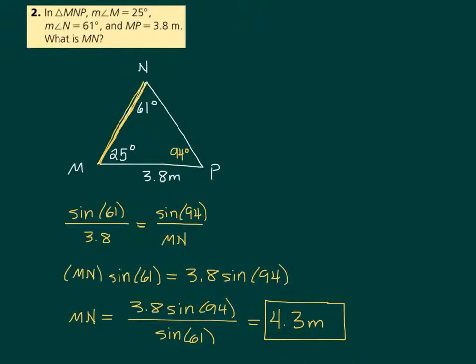So you could get a problem like this where it asks you to solve for the entire triangle, in which case you'd have to use law of sines again to get the length of side NP. But they didn't ask for that, so don't waste your time doing it. Just get the length of side MN, you're done.